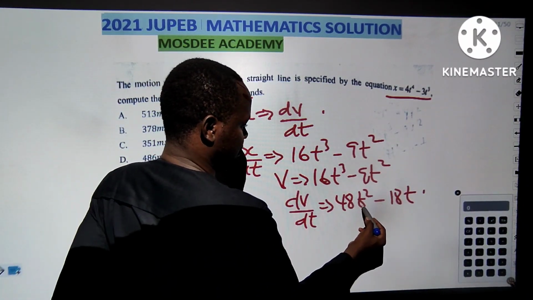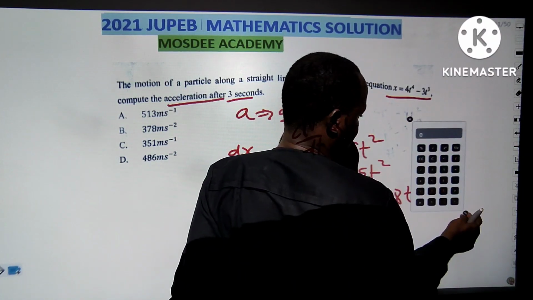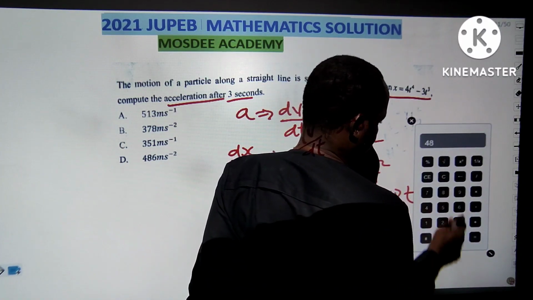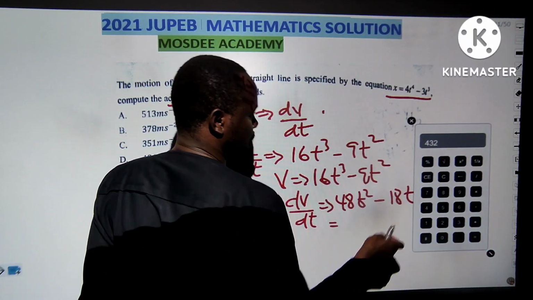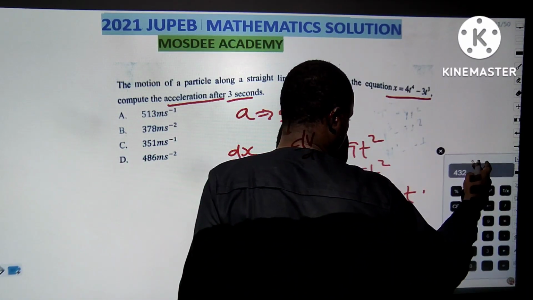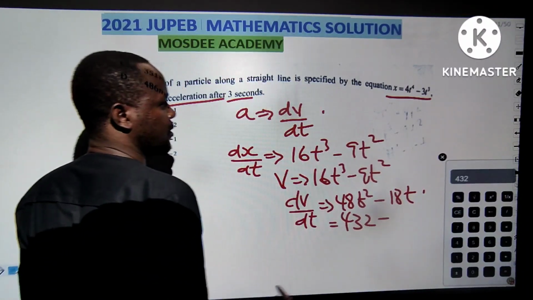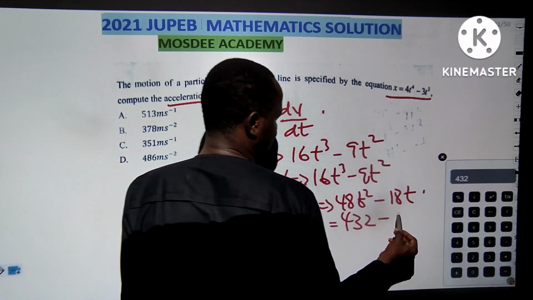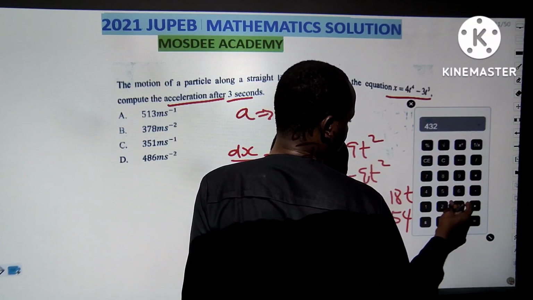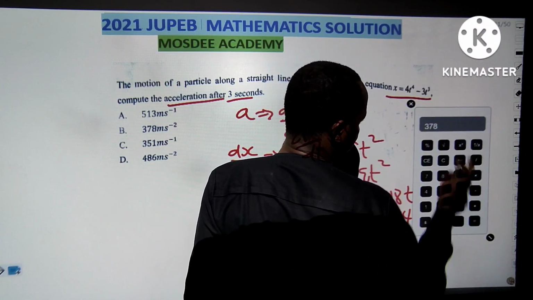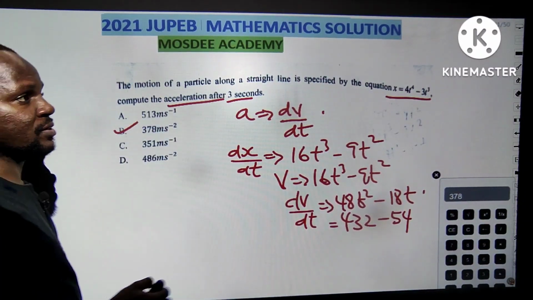When t is 3, 3 squared is 9, 48 times 9. That is 432, minus 18 times 3, which is 54. So 432 minus 54, 378 is what I'll be looking for. And I think I have it. The next question. Time is what I'm saving, guys.